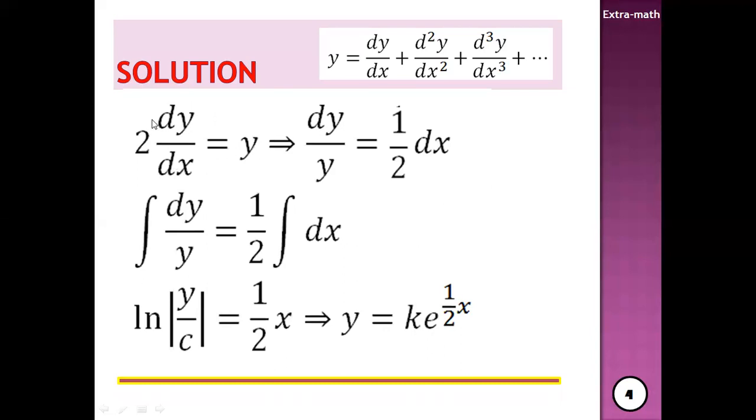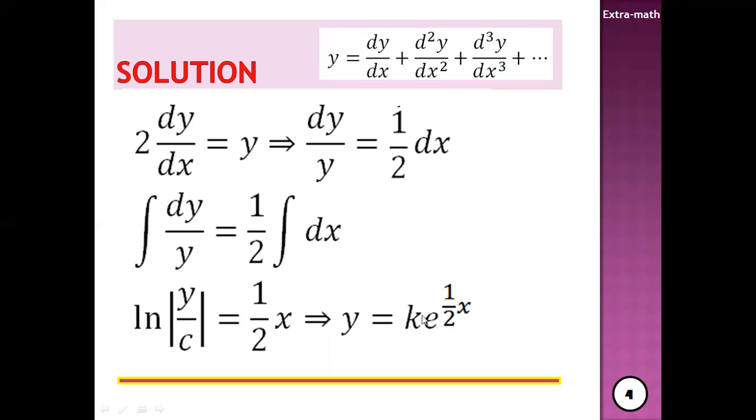Then we can separate the two variables x and y of this differential equation to get dy over y equals half dx. Then we integrate both sides of the differential equation to get the integral of dy over y equals half the integral of dx. So ln absolute value of y over c equals half x.